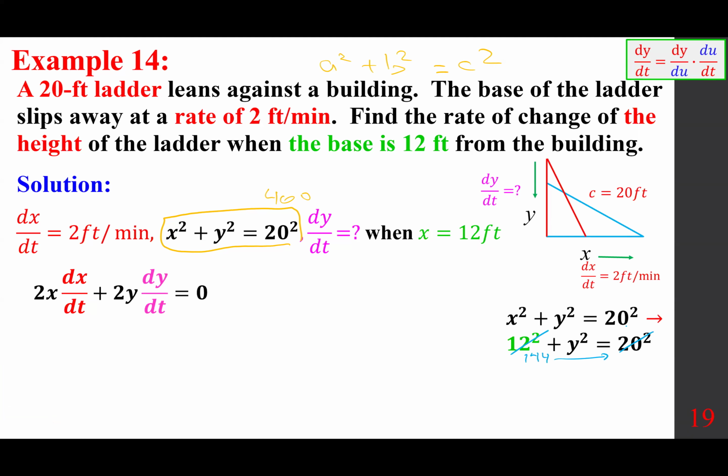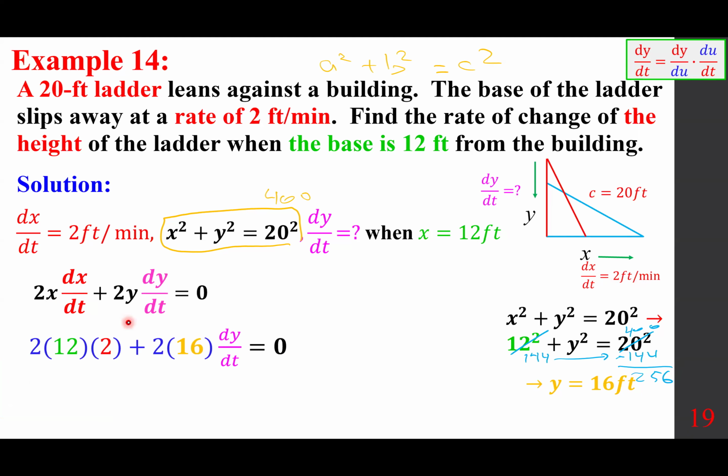12 squared is 144, 400 minus 144 gives you 256. Take a root and you get 16 feet. So now we have everything. Replace the x with 12, dx/dt with 2, y with 16, and find the missing dy/dt.